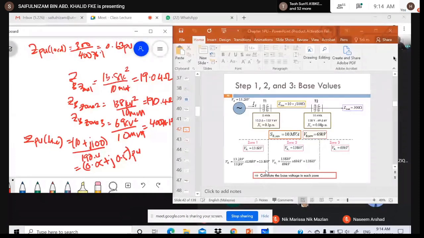Anything else that we need to change to the per unit value? Our aim is to change all the old per unit impedance into new per unit impedance. Since we have four impedances for this circuit: T1 in per unit, the transmission line, T2, and the last one is the load. So we have found the Z per unit new for the line and load.